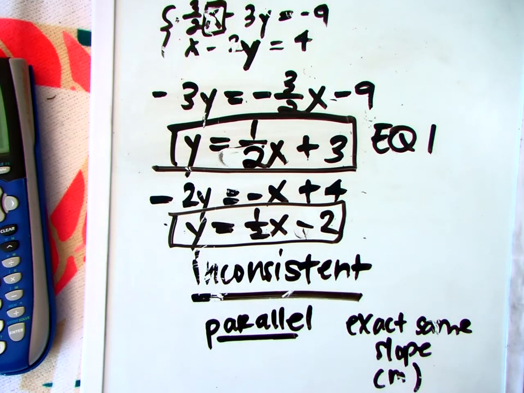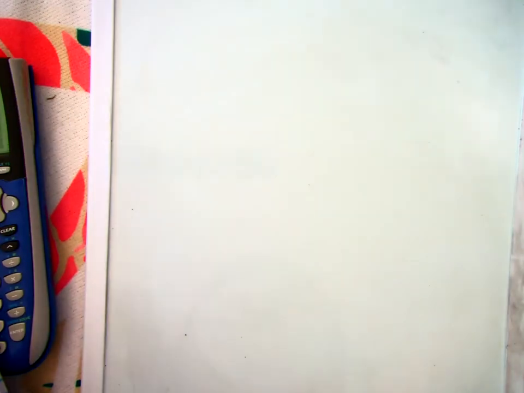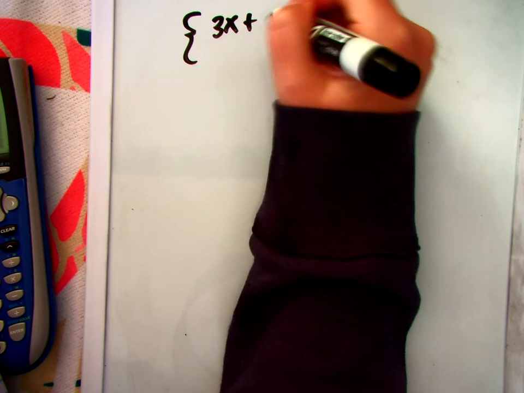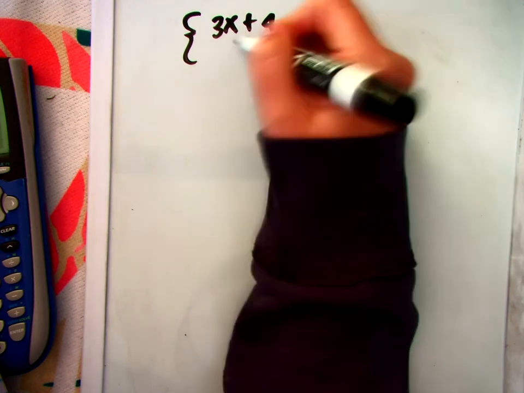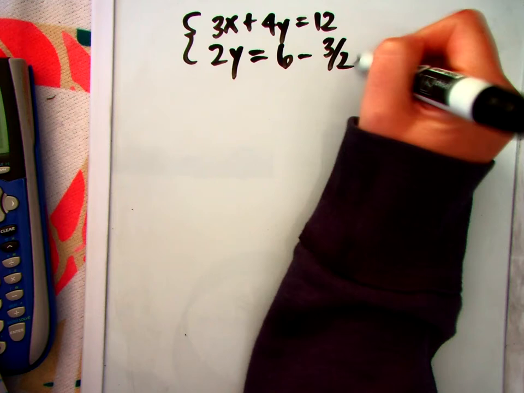Alright, let's see what else I had for you guys. I can show you an example of one that will be coincident. So 3x plus 4y equals 12, and 2y equals 6 minus 3/2 x.